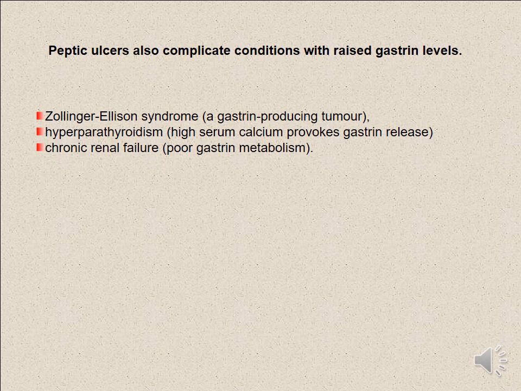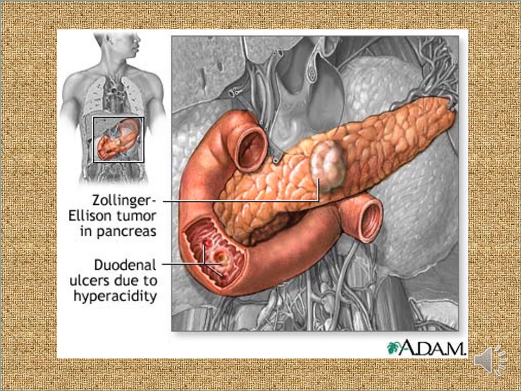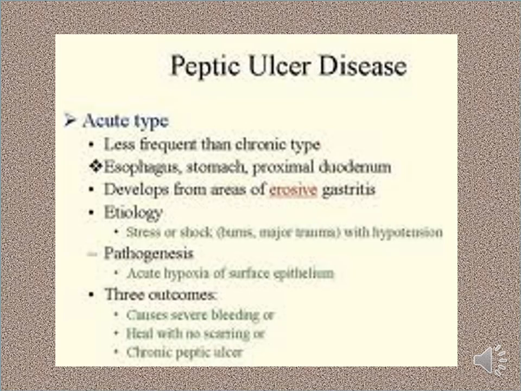The complication of peptic ulcer is related to gastrin level. Diseases that increase gastrin secretion include Zollinger-Ellison syndrome, a gastrin-producing tumor; hyperparathyroidism, where high serum calcium provokes gastrin release; and chronic renal failure, with poor gastrin metabolism. These lead to increased gastrin level in the stomach and duodenum. The Zollinger-Ellison tumor in the pancreas leads to increased gastrin that goes to the duodenum and leads to ulceration from hyperacidity.